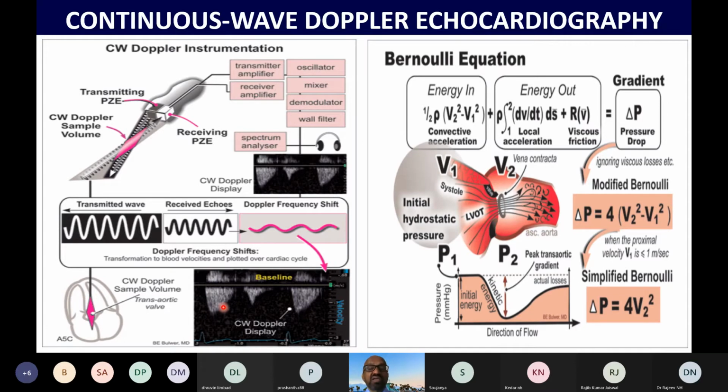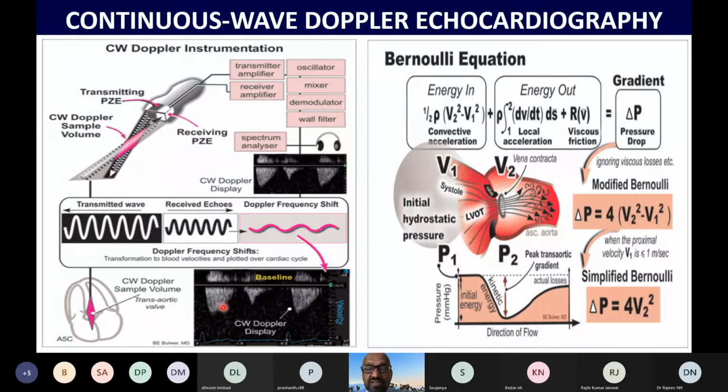This continuous wave Doppler is able to measure frequencies as much as 7 meters per second. It can measure high frequencies, but there is range ambiguity. The thing with continuous Doppler is that it cannot tell us where is the exact point of increased velocity. That is the biggest problem with continuous Doppler. So in aortic stenosis, we know that the highest velocity is in the aortic valve. So whatever pressure gradient is measured by the continuous wave Doppler is the same as the pressure gradient in the aortic valve.